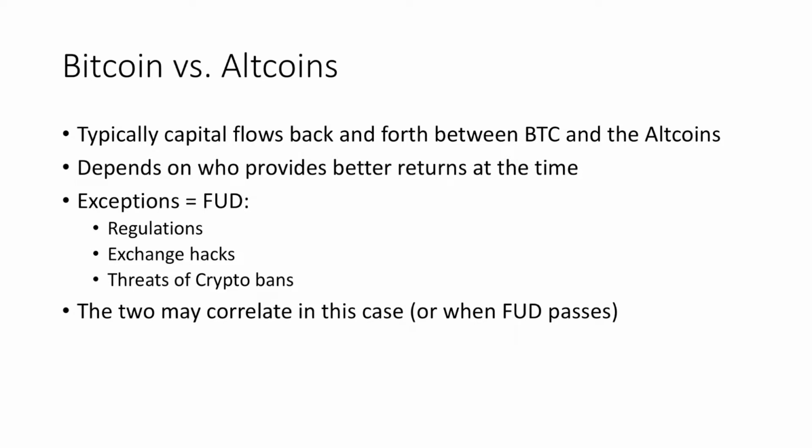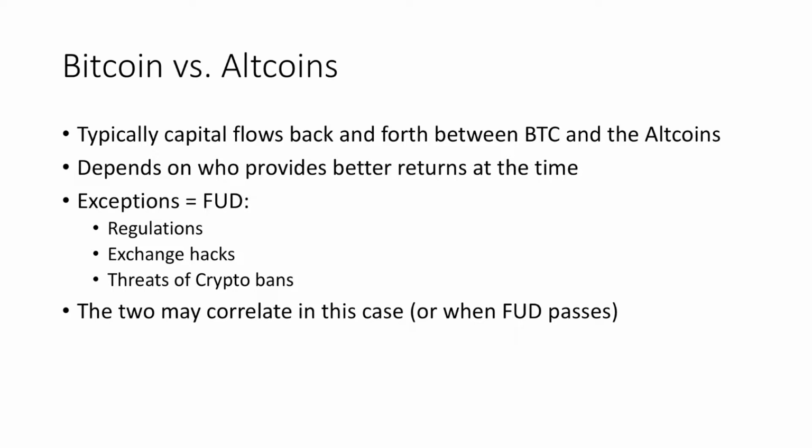To trade this, we have to understand the dichotomy between Bitcoin and the altcoins. Typically, capital flows back and forth between Bitcoin and the altcoins. We saw this a lot last year in late 2017. Capital flow typically depends on who is providing better returns at the time, Bitcoin or the altcoins.